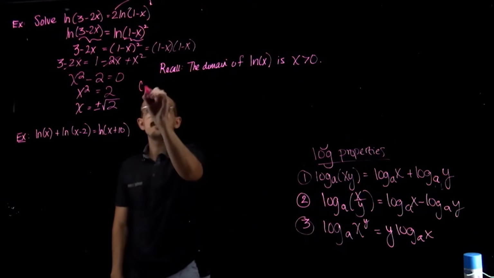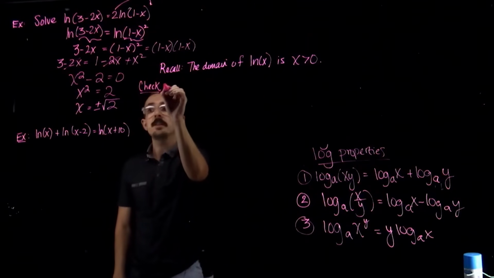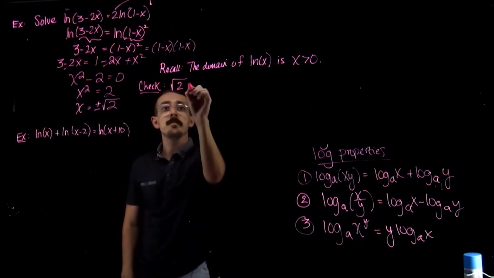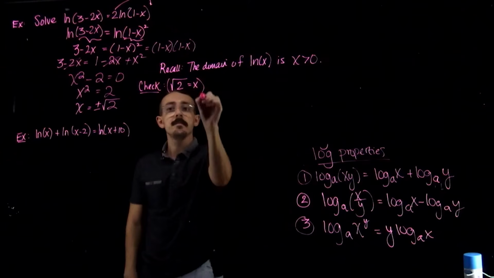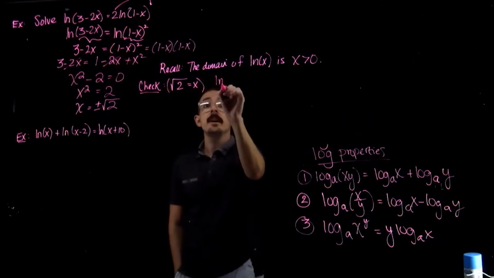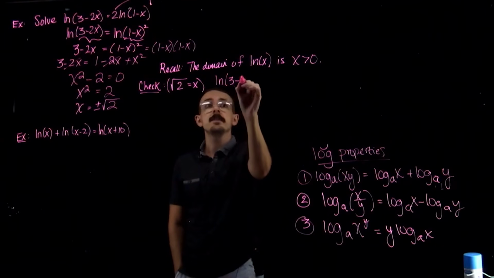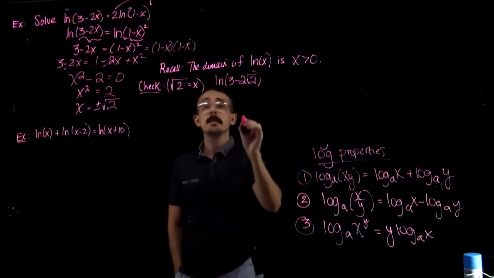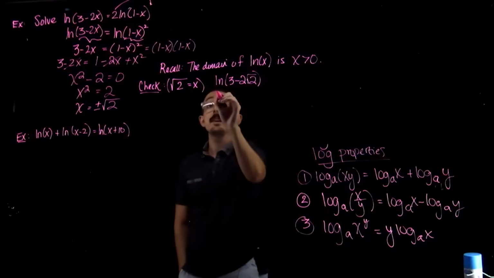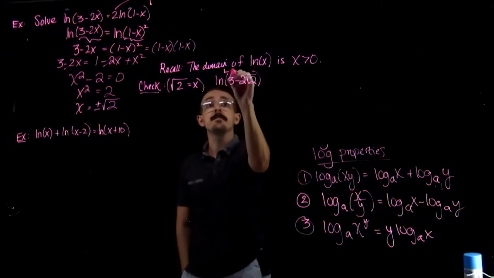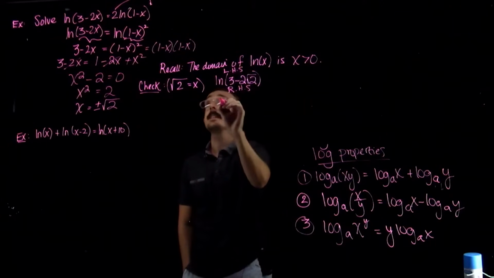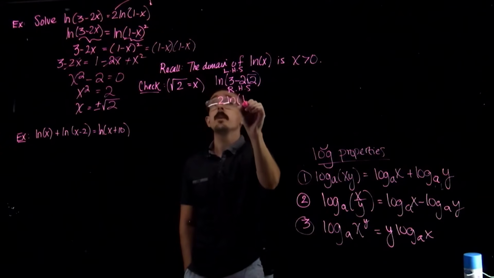So let's check. The first thing I'm going to check is radical 2. So this is x equals radical 2. So we're going to go to the very beginning. I'm going to plug it in. So ln of 3 minus 2 root 2. And I also have on the right side, so this is my left-hand side, my right-hand side is going to be 2 ln of 1 minus root 2.